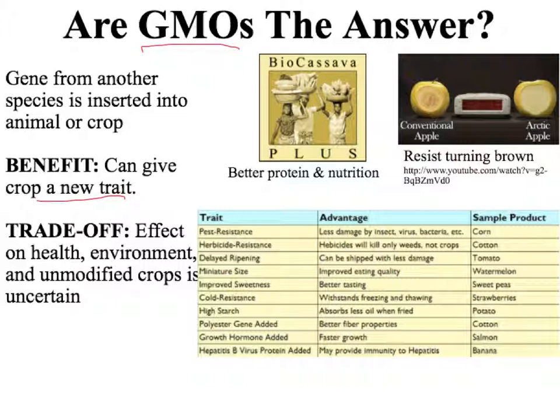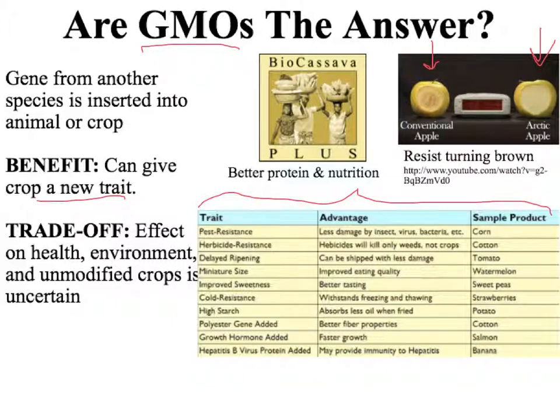Here's an example. There are apples called Arctic apples, and those apples resist turning brown. So here's a normal apple, and when it's cut, it turns brown. But Arctic apples have had a gene inserted into them that prevents this from happening. Many other examples of genetically modified crops are listed below.